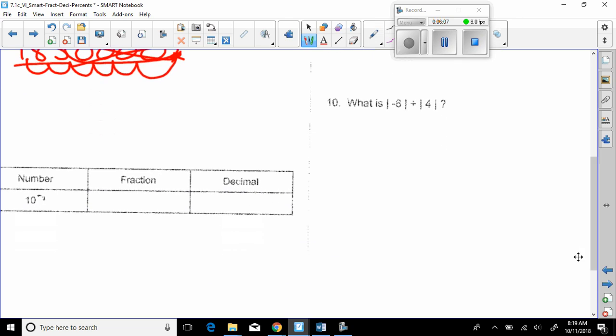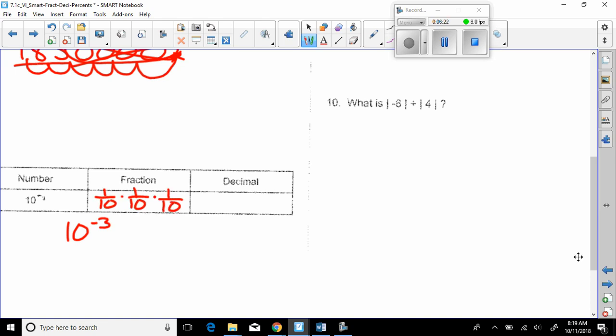All right, number 3, here we have powers of 10. So we have 10 to the negative 3rd, which is the same thing as saying 1/10 times 1/10 times 1/10.